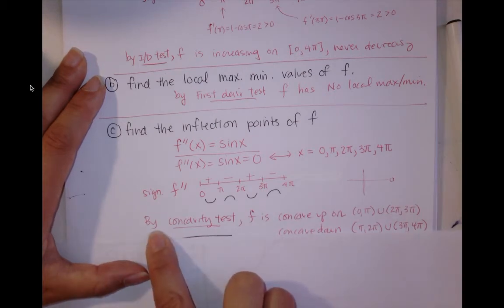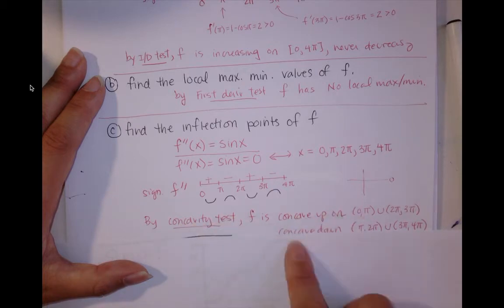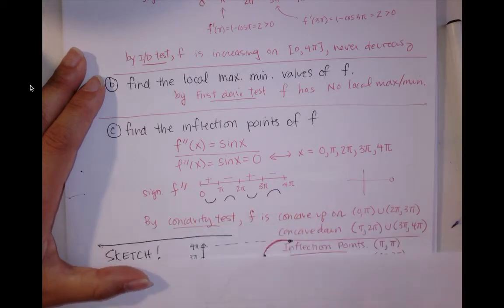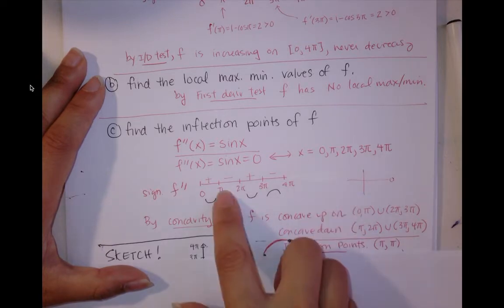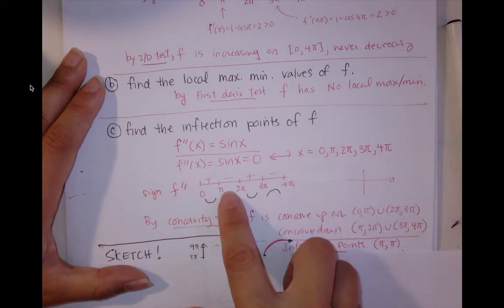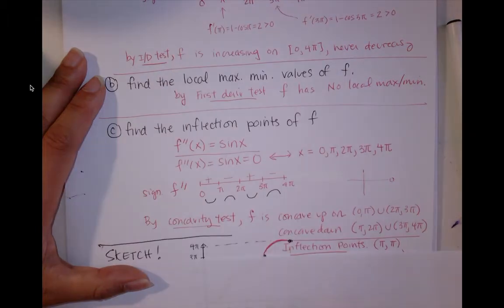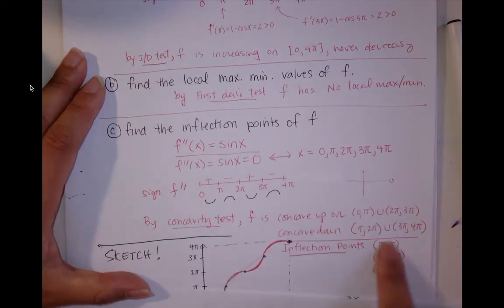Before we do that, we find the full coordinates of the inflection points, and to get the inflection points, we're just going to plug these values, pi, 2 pi, and 3 pi, into the original function, and we get these as our inflection points: pi, f(pi), 2 pi, f(2 pi), and 3 pi, f(3 pi). So those are plugged into f.